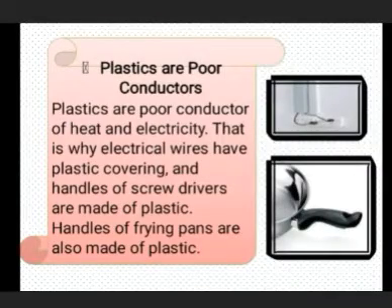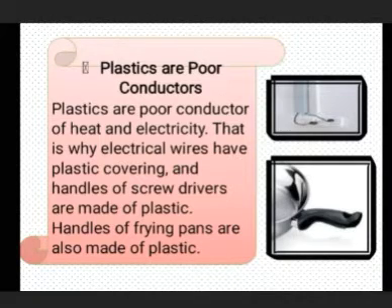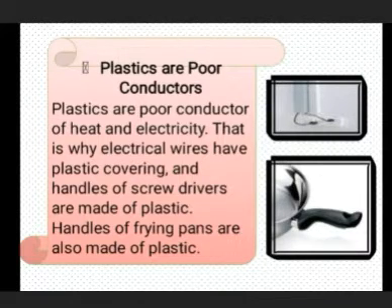Now, the next one, plastic are poor conductors. Plastics are poor conductor of heat and electricity. That is why electric wires have plastic covering and handles of screwdrivers are made up of plastics. Handles of frying pan are made up of plastic.